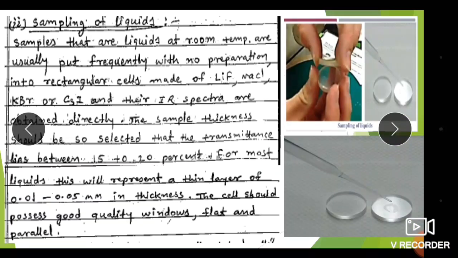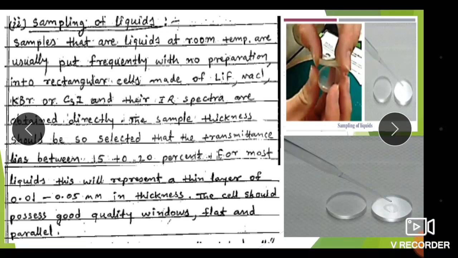Next is the sampling of liquid. The samples that are liquids at room temperature are usually put in frequently with no preparation. That is, there is no need to prepare the sample because it is already in liquid form. So simply this sample is put in the given cell.